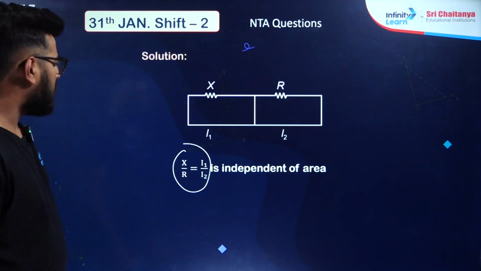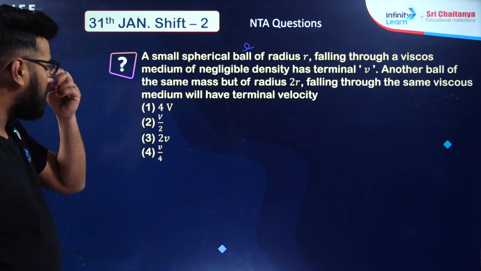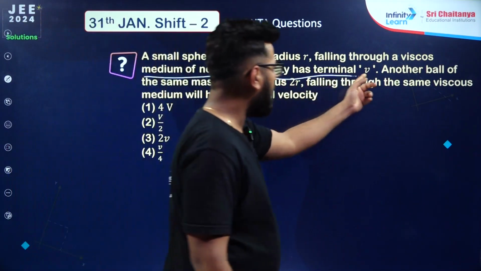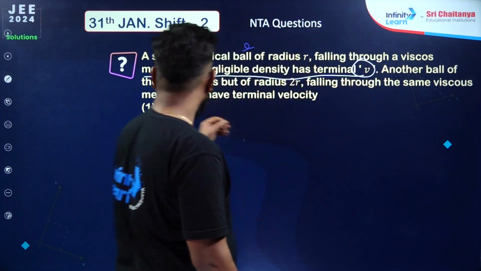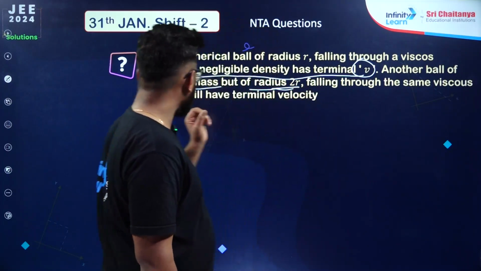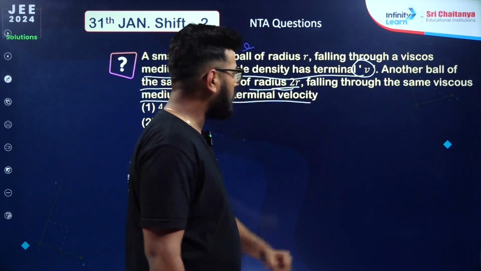Talking about the next one over here, that is a small spherical ball of radius r falling through a viscous media of negligible density has terminal velocity v. Another ball of the same mass but of radius 2r falling through the same viscous media will have terminal velocity.